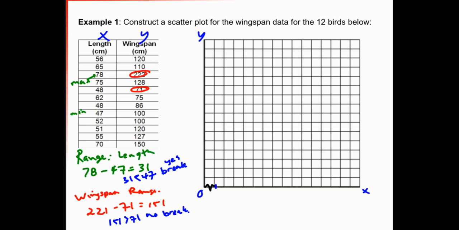So, sorry, we're back up here. Length, we have a range of 31 divided by 15 squares. So this isn't great because 31 divided by 15 is 2.07. So we're just outside the 2. So I think we're going to have to change that.